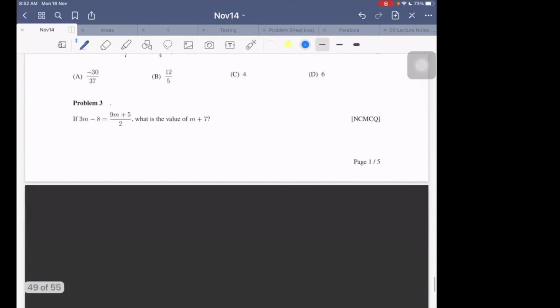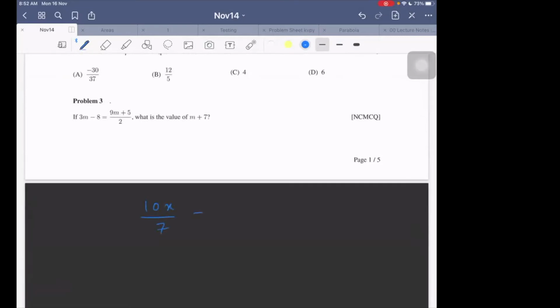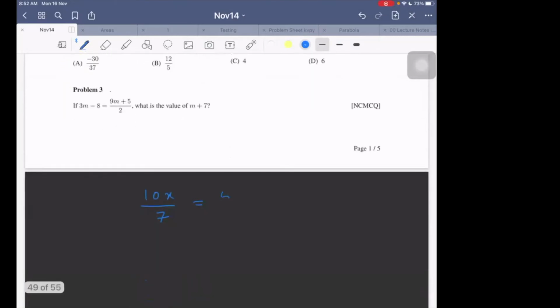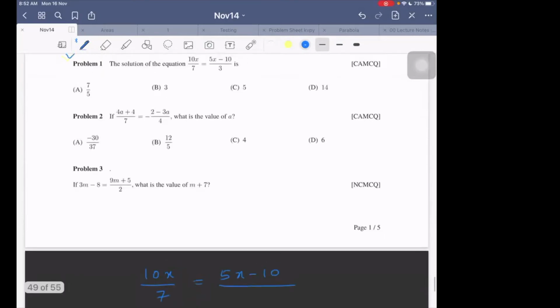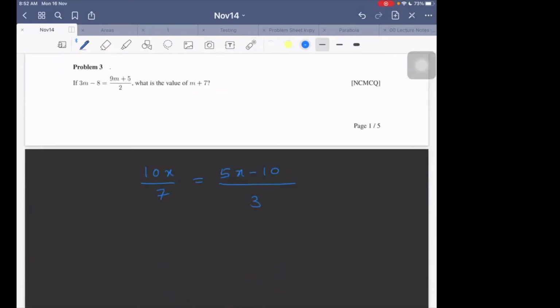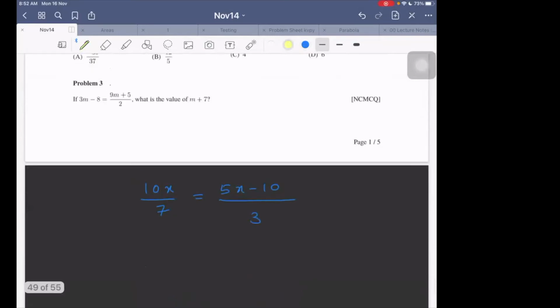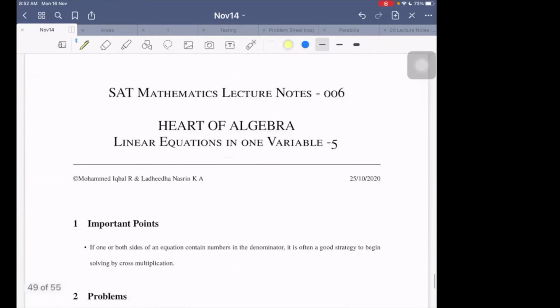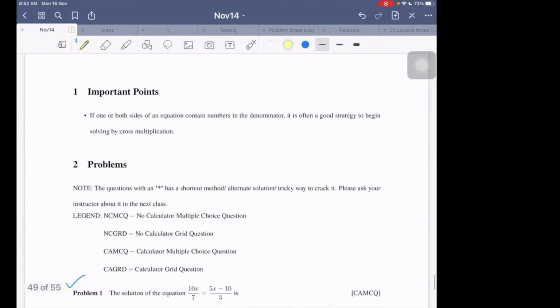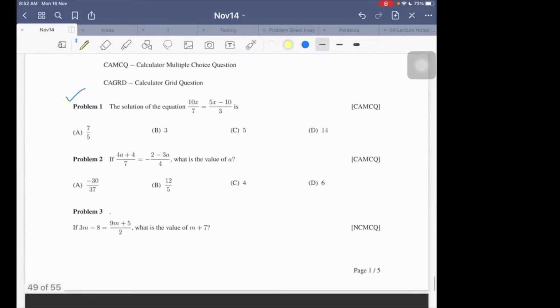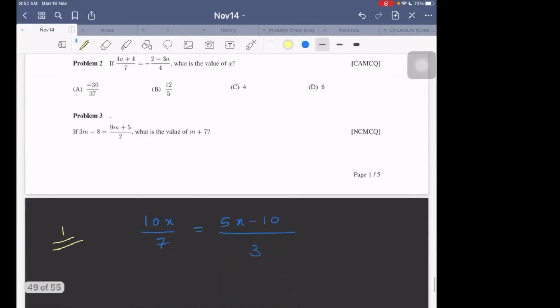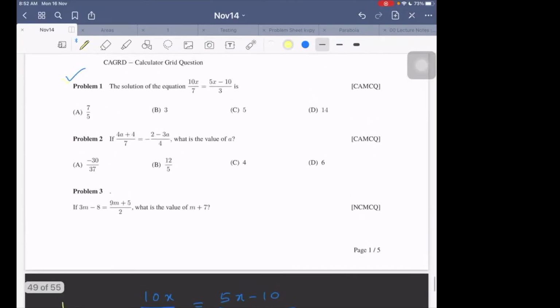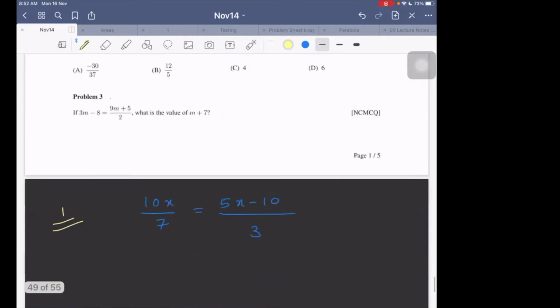We have 10x by 7 is equal to 5x minus 10 divided by 3. So how do you solve this? Please pick up your problem sheet number 6. 10x by 7 is equal to 5x minus 10 divided by 3.